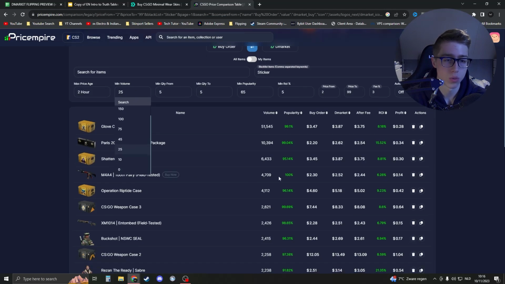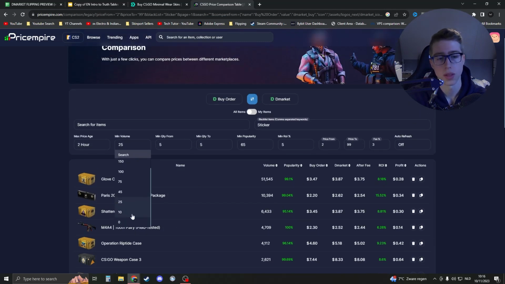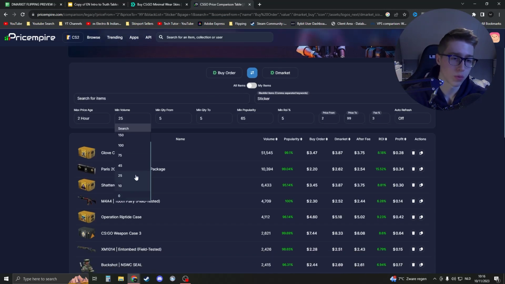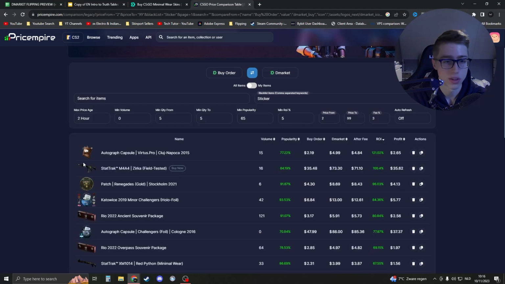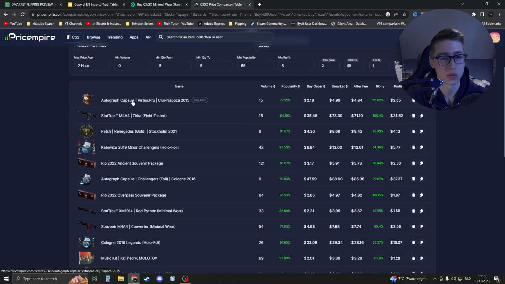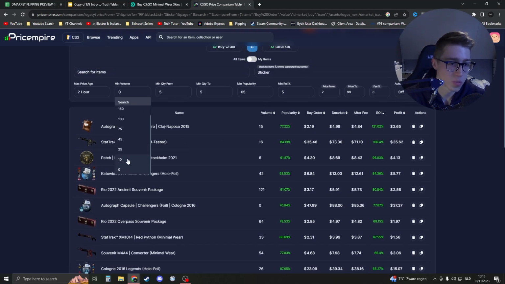Now, what's the volume? So this is basically the Steam volume. And we actually want to have skins that are liquid, that are going to sell quick. Because if you're stuck with a skin, it's stuck money. And stuck money, you don't want that. You want speed. You want to sell your skins as fast as possible for as high as possible. So that's why we want a minimum volume of 10. If I'm not gonna do that, and I click on 0, and switch from the highest profit, we're gonna see that we have skins like autograph capsule, stat track. Nobody buys these skins. See, so that's why we have the volume at least 10.